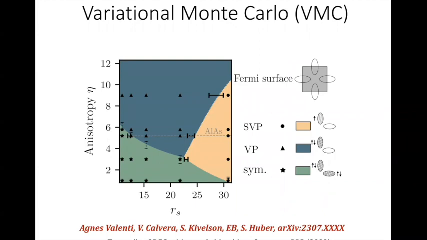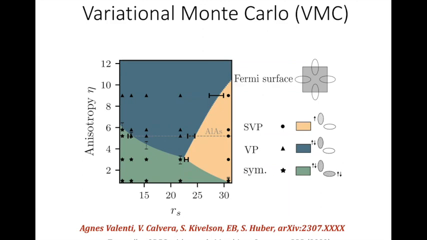Okay, so this is the variational Monte Carlo phase diagram. Again, same axis. This is a function of rs. It is a function of the anisotropy of the single particle dispersion, and you see 3 phases here. Okay, the green is the symmetric phase, just the paramagnetic fluid.